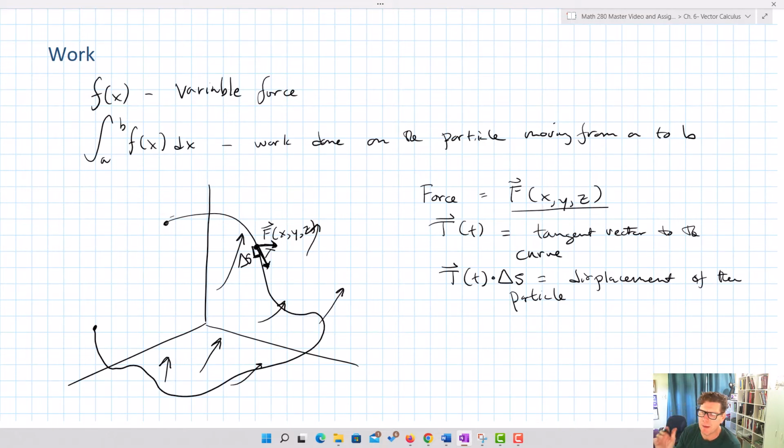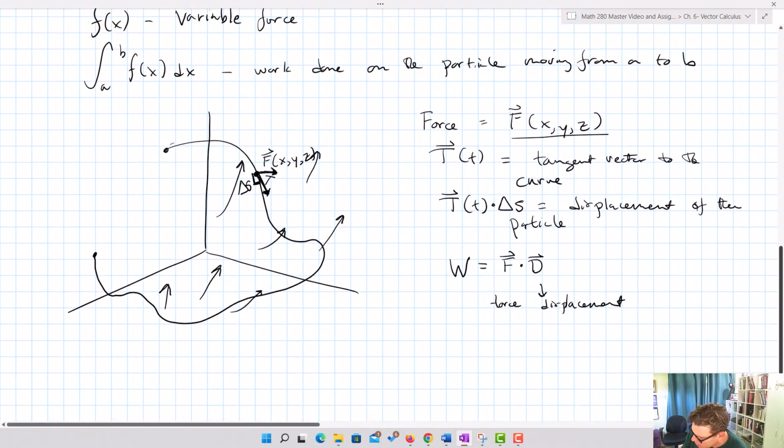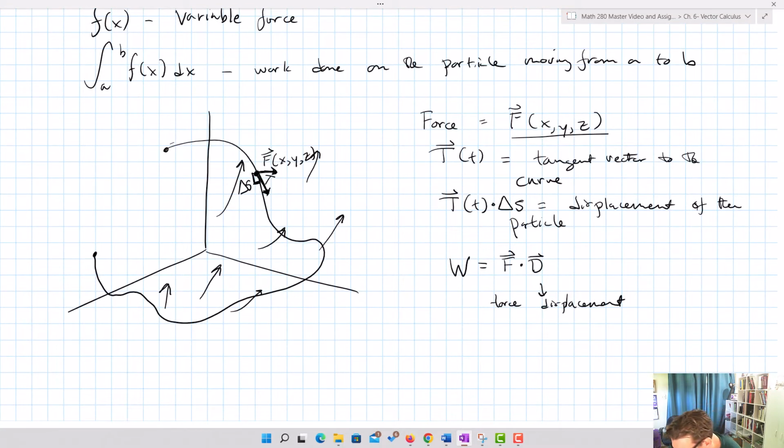Now remember, from the very first chapter that we worked on, where we were working with the vector calculus, work is going to equal the force dotted with the displacement. So we learned that before too. Work is going to be force dotted with the displacement. And so we'll imagine the work being done over the region delta s. So we're going to move delta s.